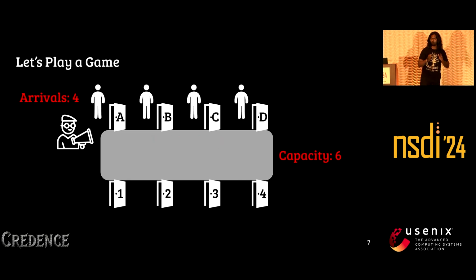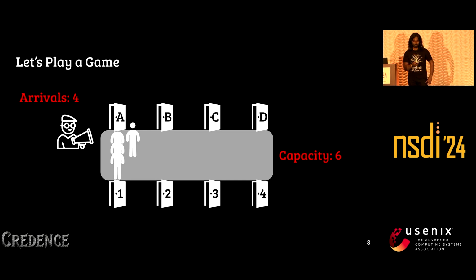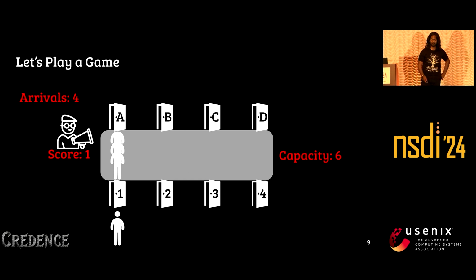People come in 1 at a time from each gate, and they have a specific exit in mind when they arrive. Let's see how this works. All of them go to exit number 1. They queue up there, and only one person can exit at each point in time. When somebody goes out, we get a score of 1.